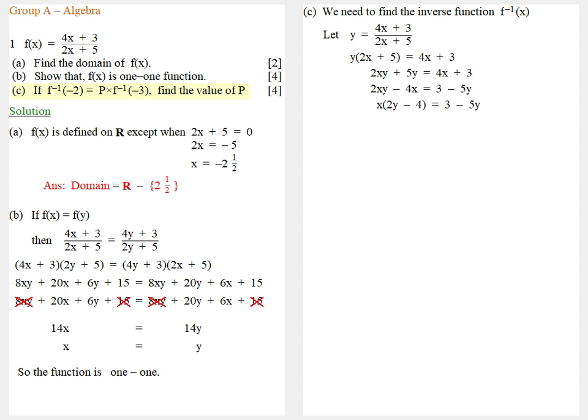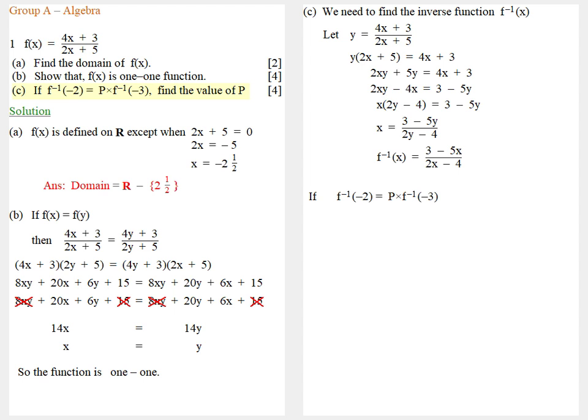Now on the left-hand side, we can factorize it, taking the x out as a common term. So x into (2y - 4) equals 3 - 5y, and divide both sides by 2y - 4, so x equals (3 - 5y)/(2y - 4). So if we now interchange y back as x, we get the inverse function of x is (3 - 5x)/(2x - 4).